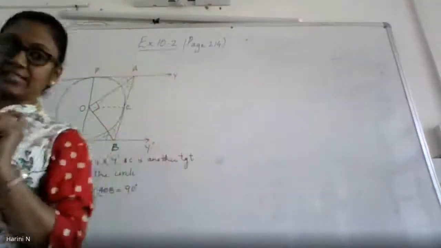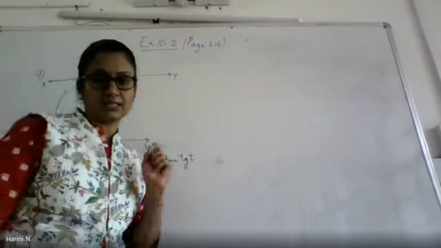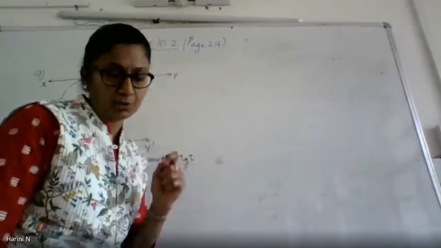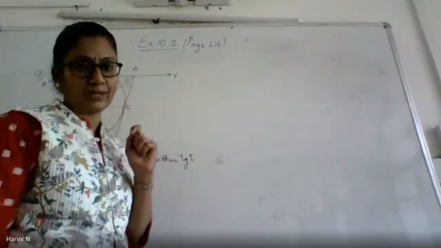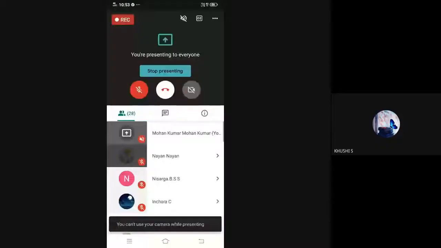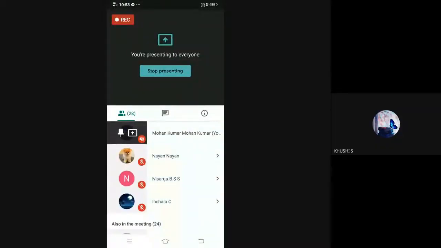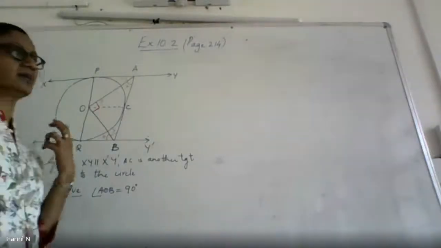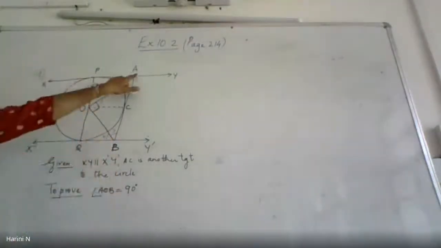Theorem 3, what did it state? Can one of you state the third theorem? We have two results in theorem 3. I want one of you to recall that theorem quickly. If two tangents are drawn from an external point to a circle, then they subtend equal angles at the center and they are equally inclined to the segment joining the center to that external point. Yes, good.